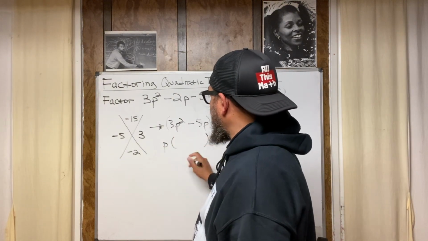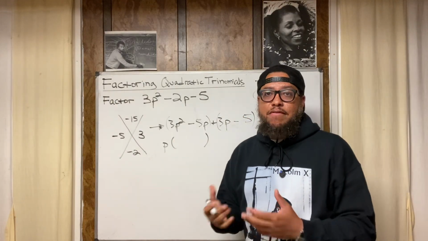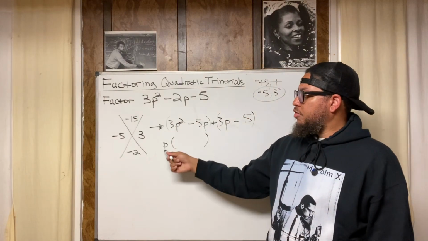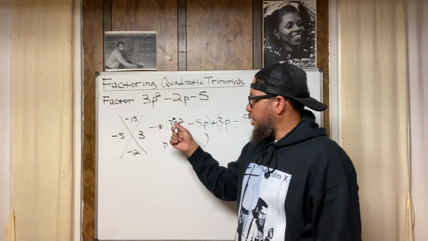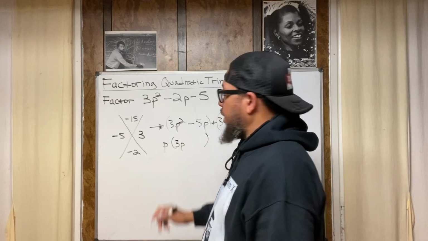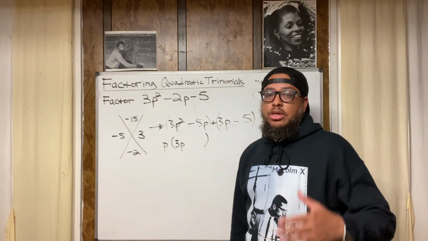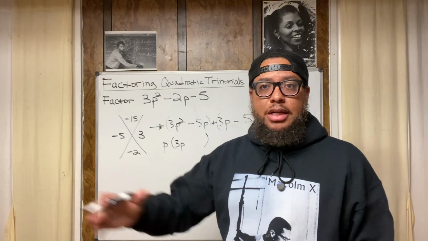Then I put parentheses. Then I got to figure out what goes inside the parentheses. I figure that out by doing division. Original term divided by the GCF. All right, 3p squared divided by p is 3p. That's another skill you gotta know how to do. This involves exponent properties. I got a playlist on that.